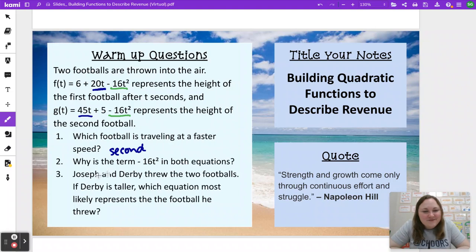And so why is the term in both equations? We can say it's because of the effect of gravity, and gravity affects both footballs.